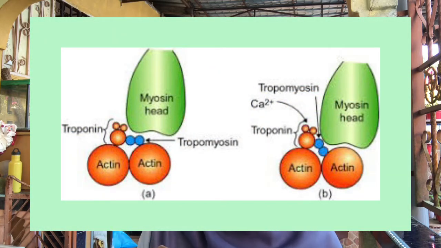When the calcium ion and troponin attach together, they will remove the tropomyosin from the actin filament. Actually, the tropomyosin and troponin come together and line the actin filaments. Myosin and actin filament can then attach together. But before they attach, the ATP should be hydrolyzed to produce ADP and phosphate.